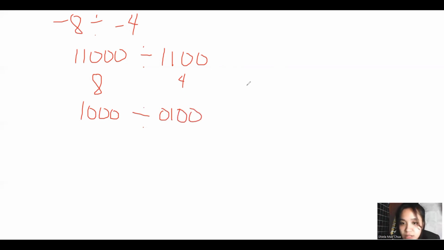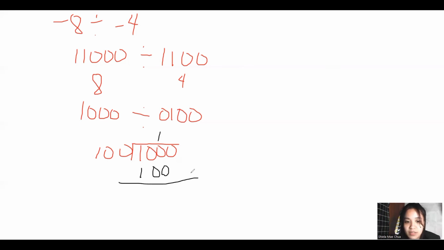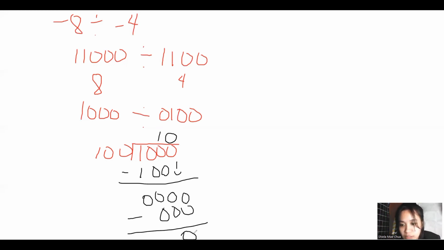So if we divide this, it will become 1, 0, 0, 0 divided by 1, 0, 0. Is 1, 0, 0 greater than or equal to 1, 0, 0? Yes, so we will put 1 here, and 1 times 1, 0, 0 is 1, 0, 0, which gives 0 minus 0 is 0, 0 minus 0 is 0, and 1 minus 1 is 0. Now, we will bring down 0 here. Is 0, 0, 0 greater than or equal to 1, 0, 0? No, so we put 0 here, and 0 times 1, 0, 0 is 0, 0, 0, which is basically equal to 0.